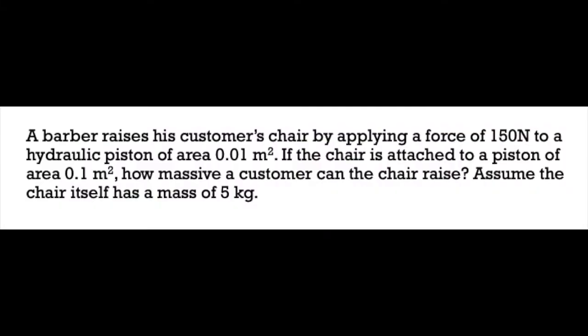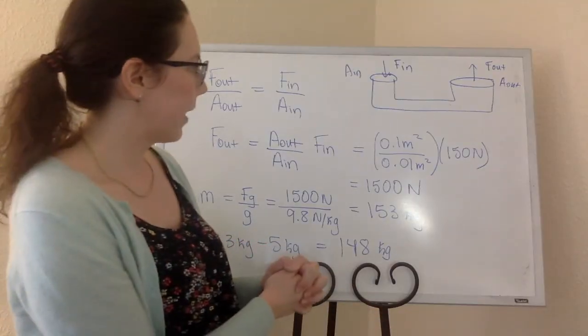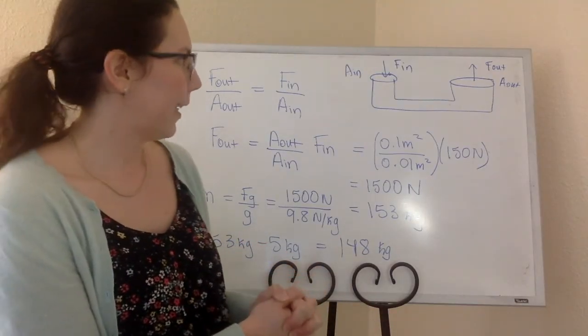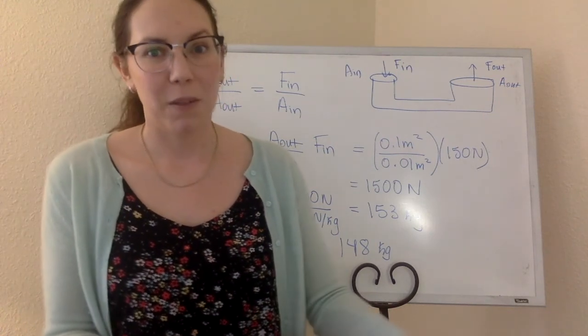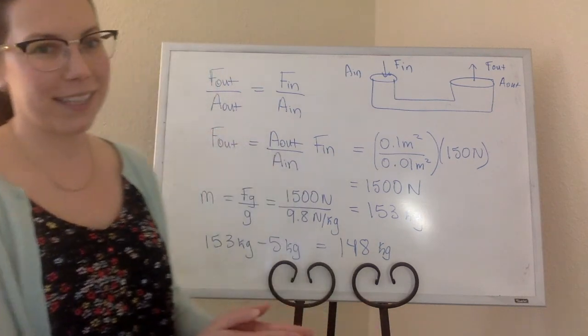A barber raises his customer's chair by applying a force of 150 newtons to a hydraulic piston of area 0.01 meters squared. If the chair is attached to a piston of area 0.1 meters squared, what mass of customer can the chair raise? Assume the chair itself has a mass of 5 kilograms. All right, so this looks like the same setup as the previous example. And we can already see that we have a ratio between the areas of 10. So we're going to get the force multiplied by 10 in this case. But let's do the math.